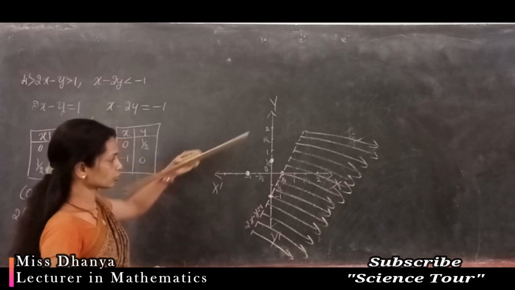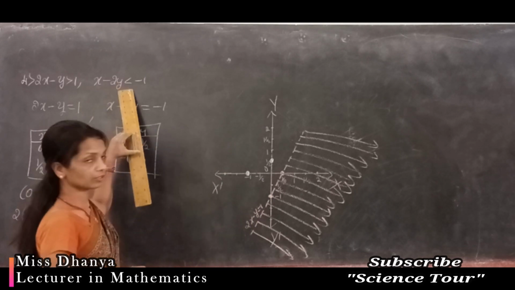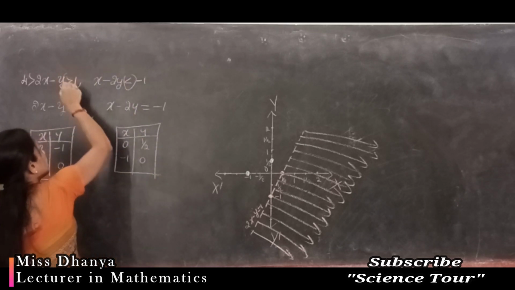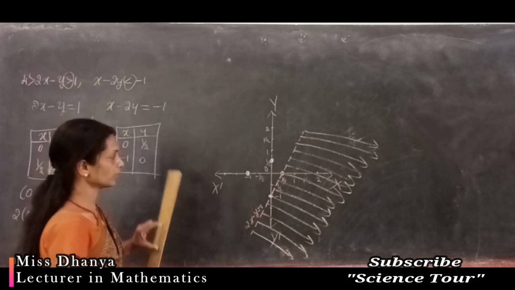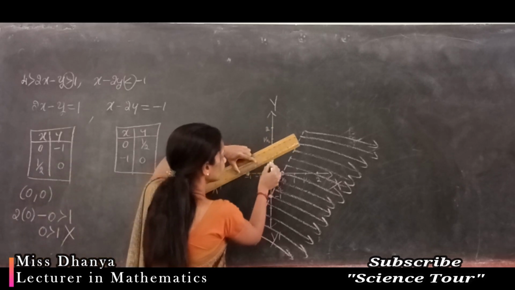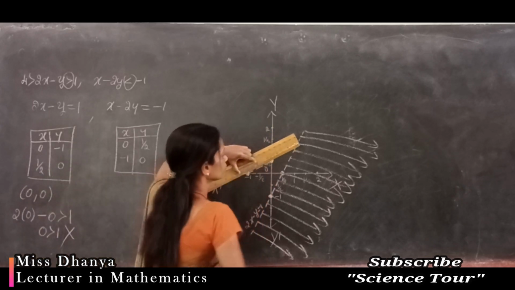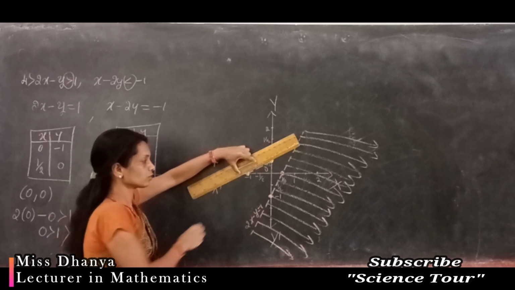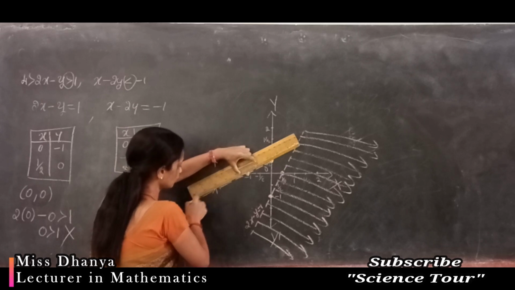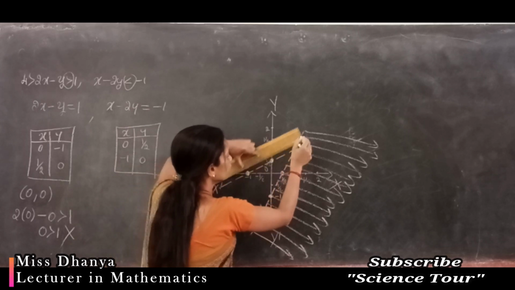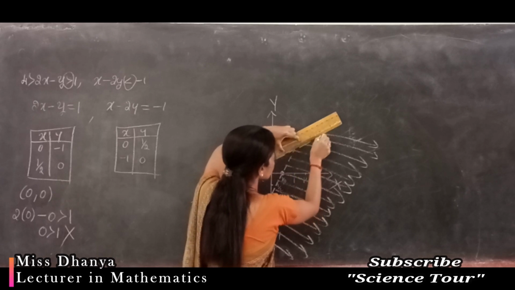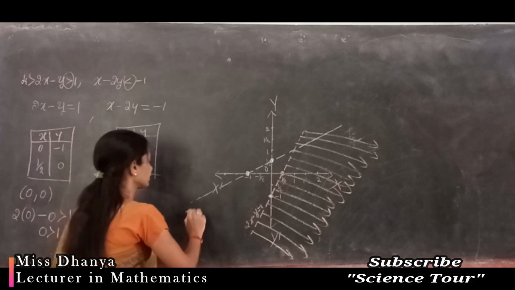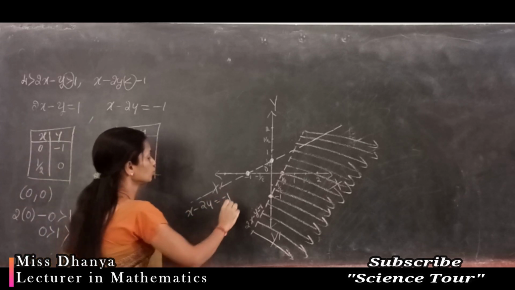Now you have to join those two points using which line? Using a broken line, because here you have a strict inequality. Both inequalities are strict inequality symbols, so you have to use a broken line. If you draw only this much, then you can't see the common solution region, so you have to extend this line in both directions. So now this is your line x minus 2y is equal to minus 1.